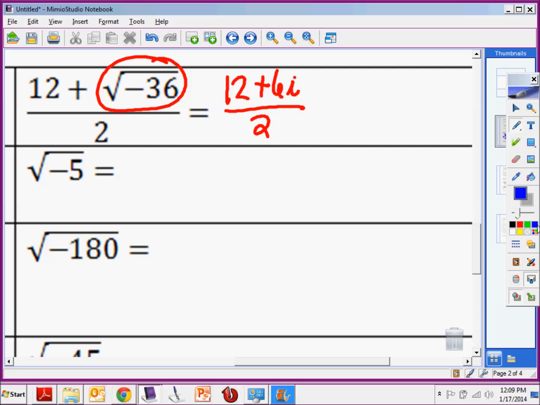What can I reduce all these numbers by? You divide them both by 2, so it's going to be 6 plus 3i. There you go. So I can divide everything by 2, and this is going to become a 6, this is going to become a 3, and this becomes a 1. So my final answer is 6 plus or minus 3i.